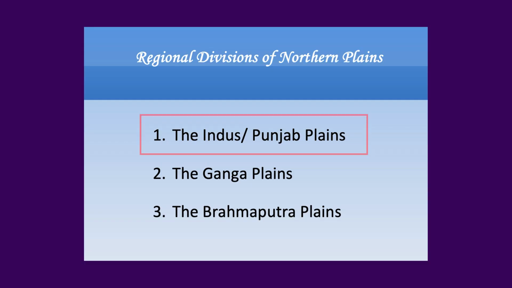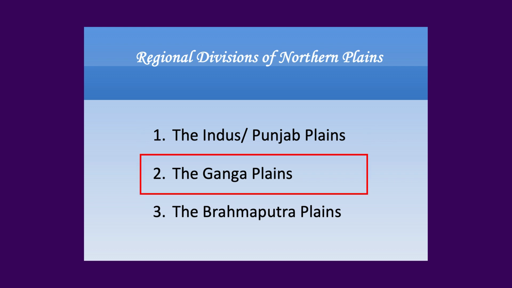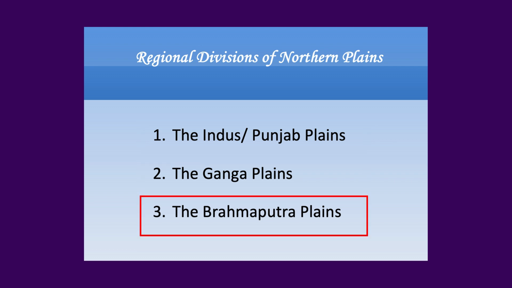The northern plains are divided into 3 main sections. The first one is the Indus or Punjab plain. The second one is the Ganga plain. And the third one is the Brahmaputra plain. We can discuss them one by one. Firstly, the Indus or Punjab plains.